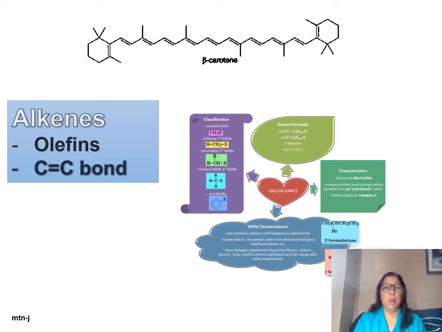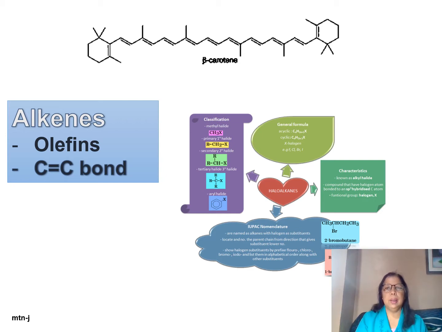This is an example of an alkene with a series of many carbon-to-carbon double bonds. You are familiar with this. This is the beta-carotene. The beta-carotene is one of the precursors of your vitamin A, and this is found in carrots. The prefix carrot was taken from our vegetable carrots. So this is the vitamin A present in carrots.